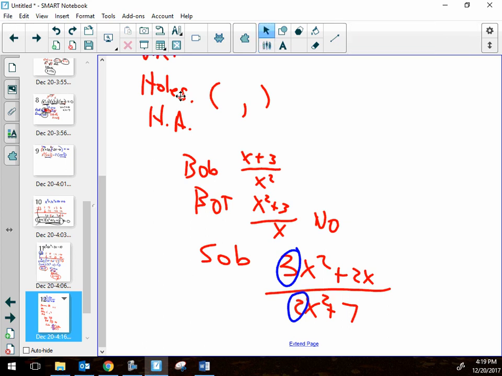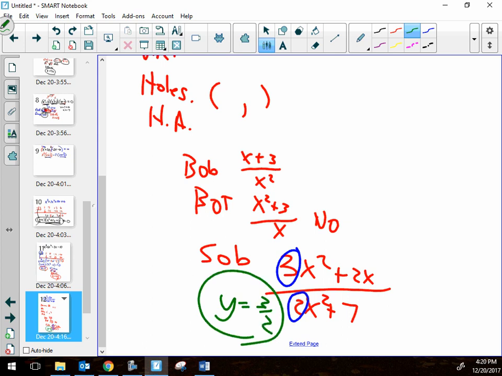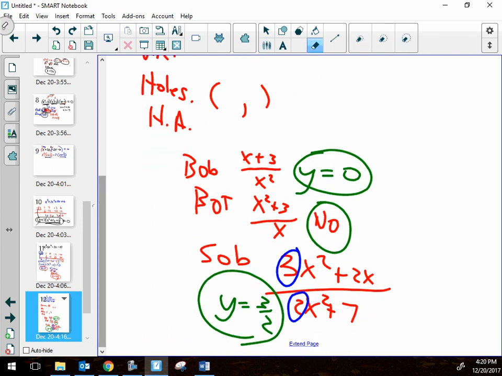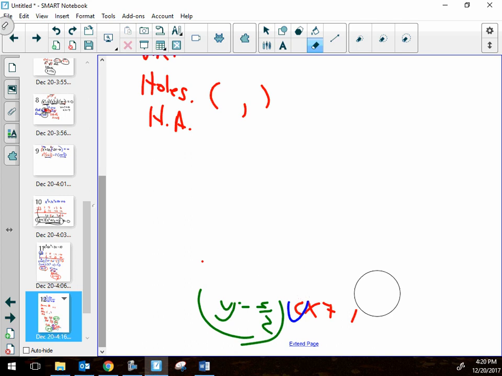And so now for a same on both, you find the ratio of the lead coefficients, which are the 3 and the 2. So your equation would be y equals 3 halves. So there's this kind, and then BOBs are y equals 0 plus whatever's on the outside. All right, so there's a quick review of those horizontal rules. I think that was one of the things that kids missed the most. So let's go back up to this problem.